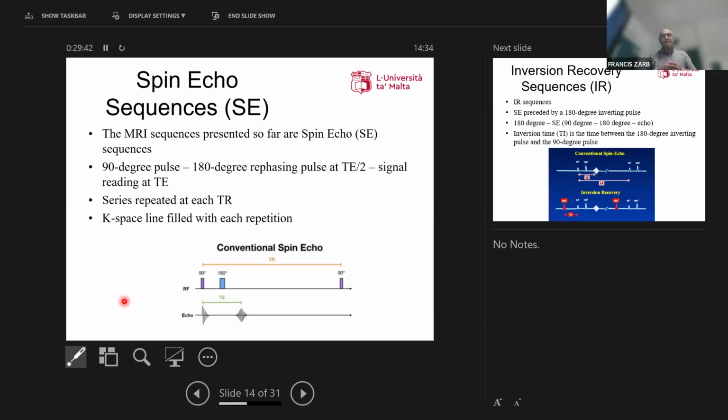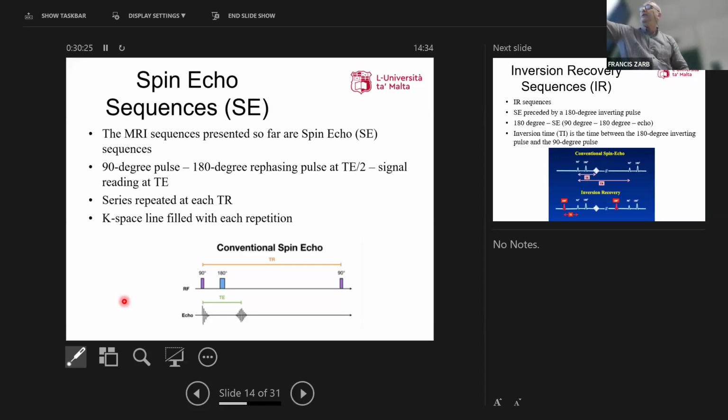Mela. The most basic types of sequences are known as spin echo sequences, where we have a 90-degree pulse. The protons are under the influence of the magnetic field and aligned with the magnetic field. Then you send the RF pulse. A spin echo sequence is a 90-degree pulse followed by a 180-degree rephasing pulse at half the TE.